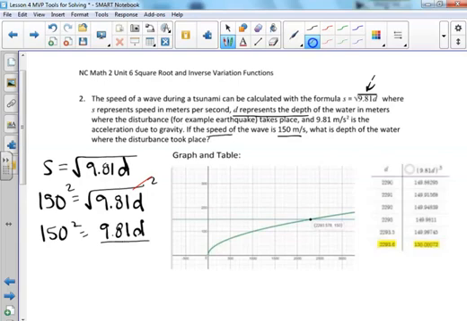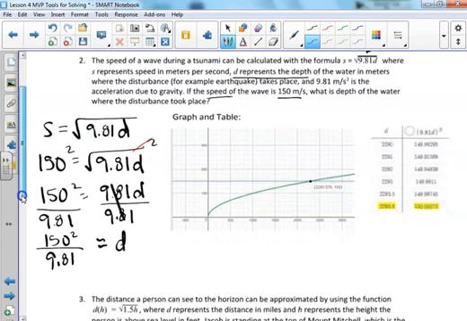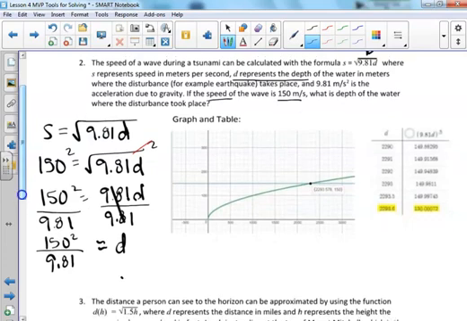The inverse of multiplication is division, so we'll divide both sides by 9.81, and d will be approximately whatever we get when we take 150 squared and divide it by 9.81. When we do divide that, we should get approximately 2,293.57. So solving algebraically, that was our answer.